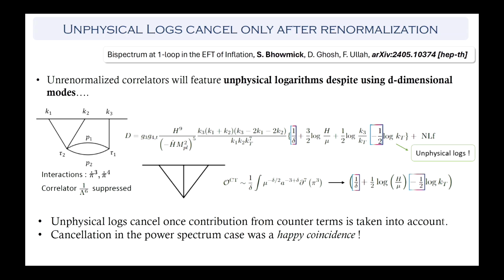This diagram has been computed with pi dot cubed and pi dot cubed interactions, which are exactly the interactions we took from the EFT of inflation. In this answer, you will see a 1 by delta term of cosmological regularization. You see logarithms of ratios of physical scales, of comoving scales, and you see a log k. Now, with appropriate factors of mu, this will turn into a log k2 by mu, which is precisely the unphysical logarithm that emerged in Weinberg's answer that was corrected in Senatore's computation.